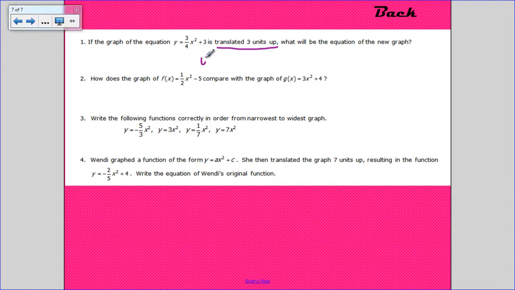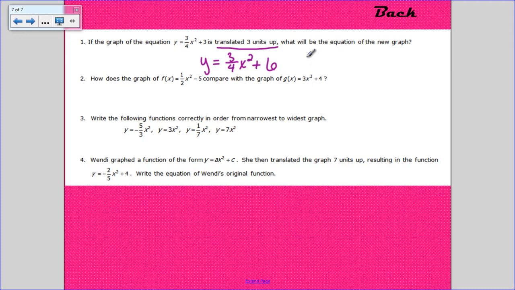So it's going to become y equals 3/4 x squared, because this part won't change. This doesn't affect the up or down part. The +3 will, though. I have to take the +3 and add 3 to it, so it becomes +6. So the new graph is now at 3/4 x squared +6. That will move it up 3 units, because to go from 3 up 3, it becomes +6.